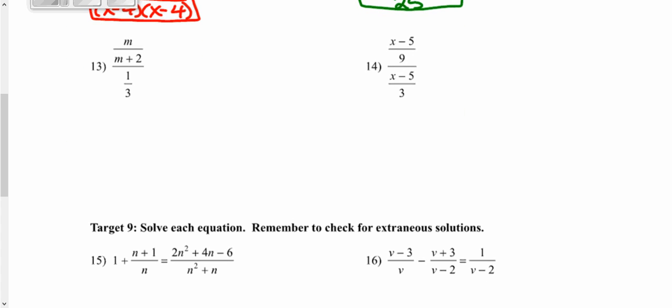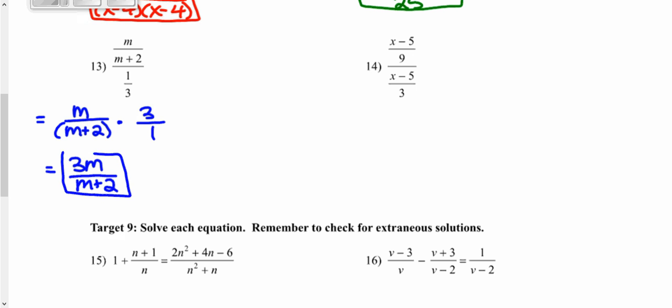Same idea here on 13. So we have m over m plus 2, which I can't factor. I'm going to multiply that by the reciprocal of the denominator. Nothing cancels out, so across the top that would be 3 times m. Across the bottom, m plus 2 times 1 is just m plus 2.